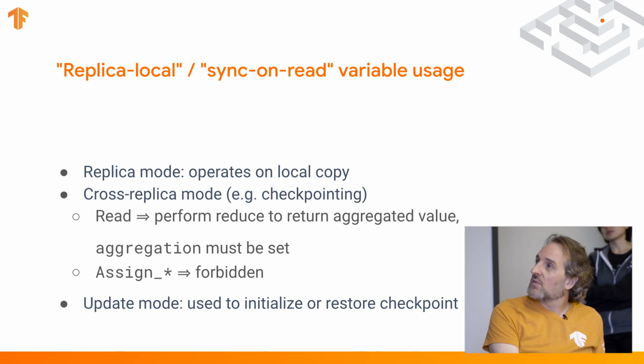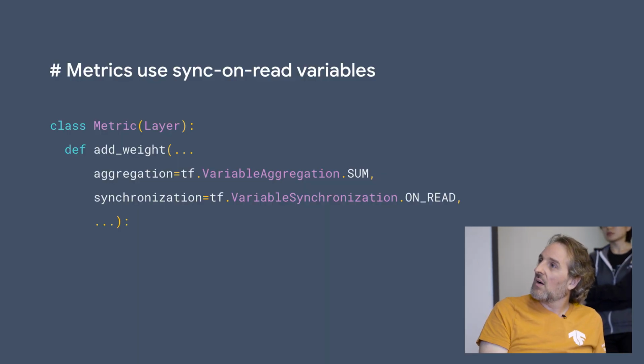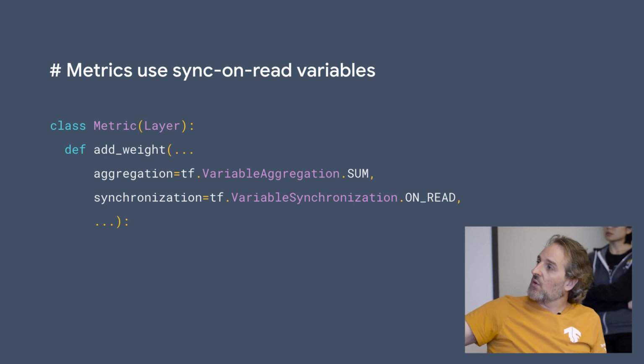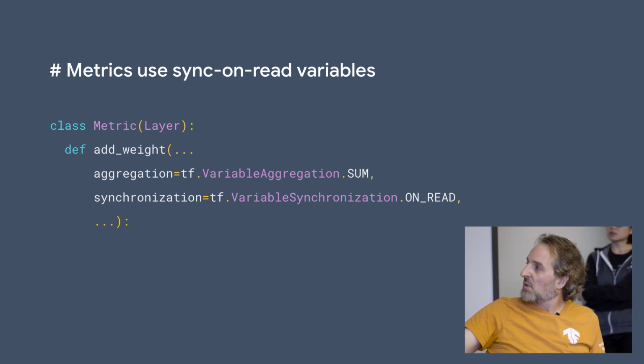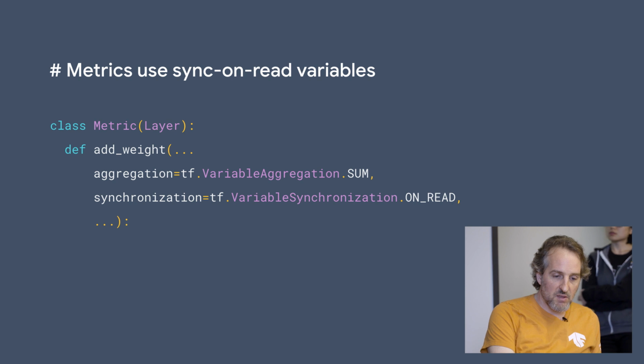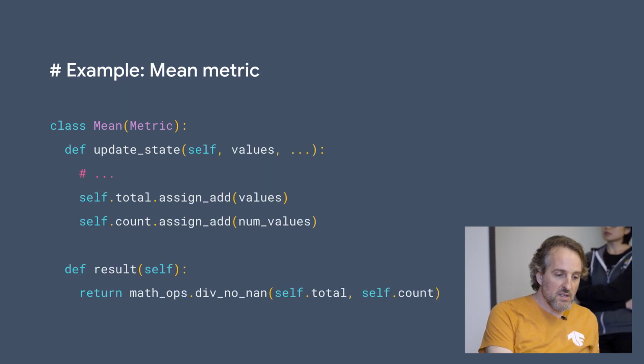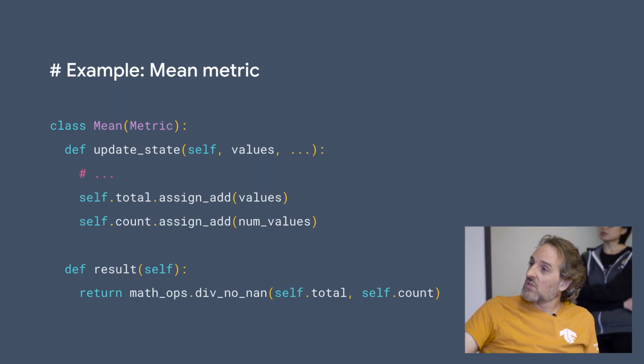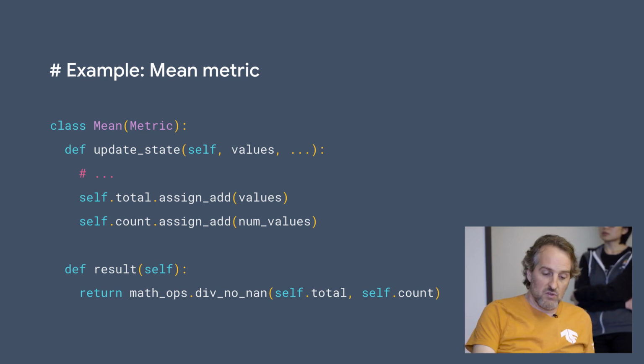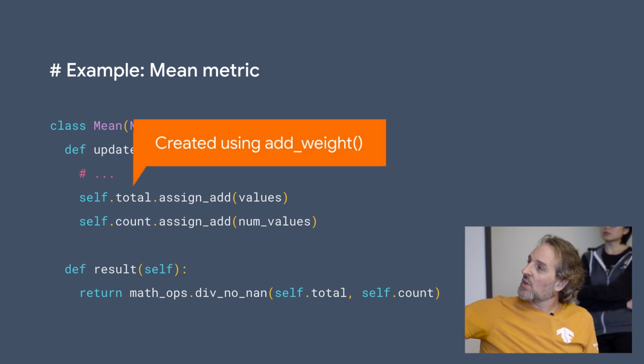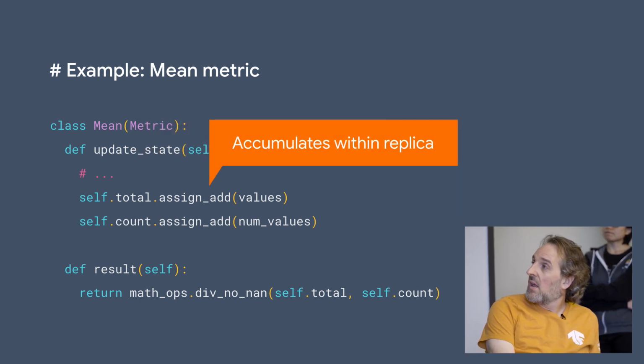I'm just going to breeze through this. Okay, so here's an example. Metrics, just change the add weight method to change the defaults so that sum is the default aggregation method and on read is the default synchronization method. And then when you implement a subclass of it, you'll see we just are computing the numerator and denominator in the update method, and those are using variables created using add weight.